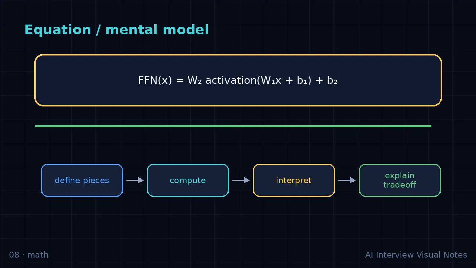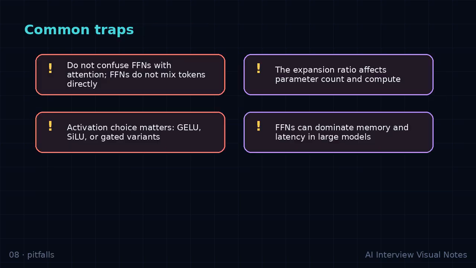A strong final answer for feed-forward networks inside transformers should have 4 beats. First, give the intuition. Second, name the components. Third, describe the formula or data flow. Fourth, mention the trade-off. If you can add one example, you will usually sound much more practical than someone who only gives a textbook definition.